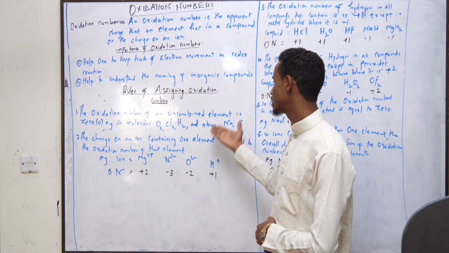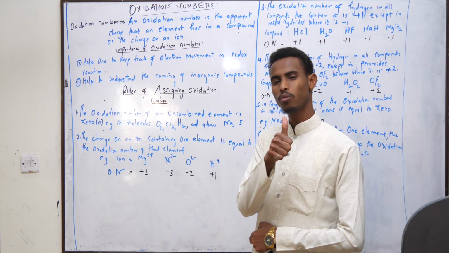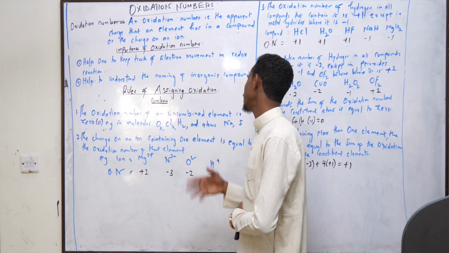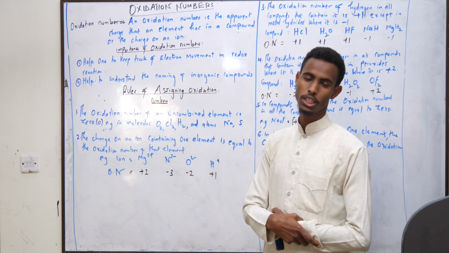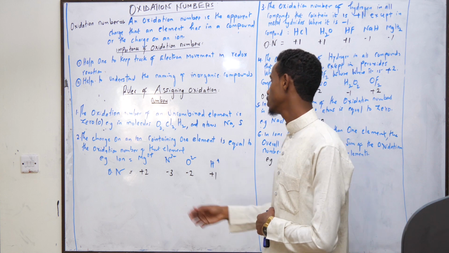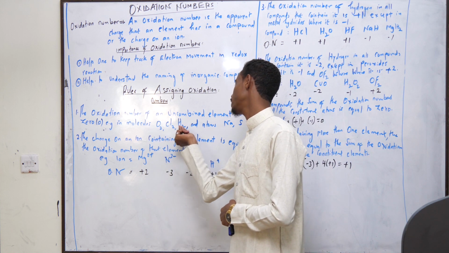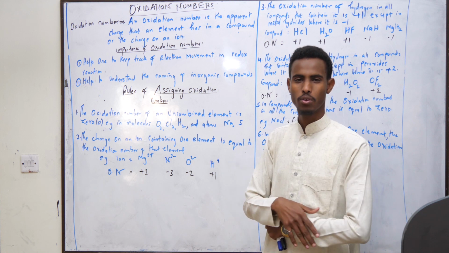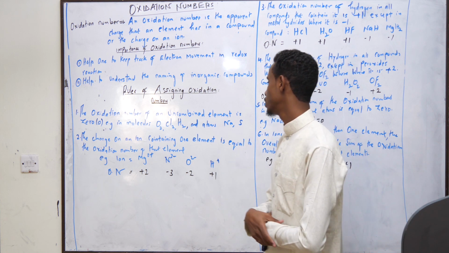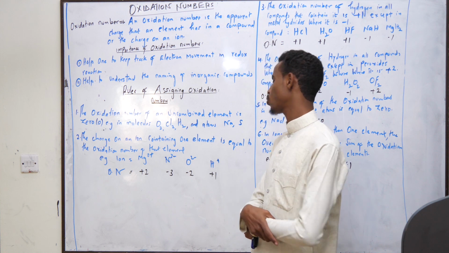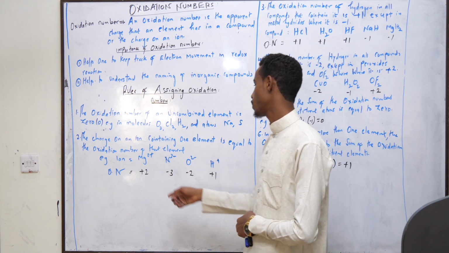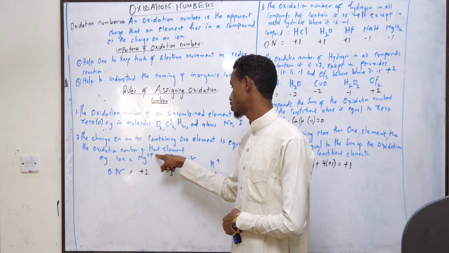Again, this one has rules. Rule number one of oxidation number: the oxidation number of an uncombined element is 0, in molecules as well as in atoms. Oxygen, chlorine, hydrogen, sodium, sulfur, all of them have oxidation number 0. Rule number two: the charge on an ion containing one element is equal to the oxidation number of that element. For example, magnesium ion, that's 2 positive here.